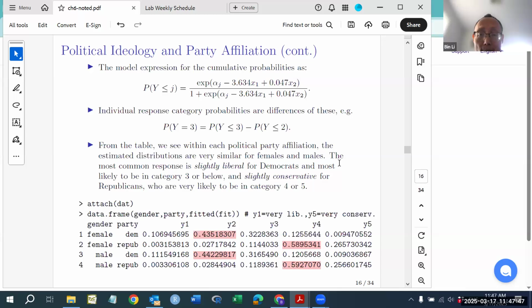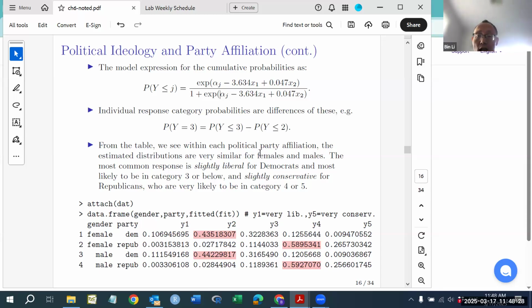Okay, yeah, this is the last slide that we will talk about today. This is the model expression for the cumulative probabilities. If we want to estimate the cumulative probabilities, the probability of y is less than or equal to j is equal to what? It is the exponential of that over 1 plus the exponential of that. And here, the betas are the same, but alpha is related to the j. So if j is 1, you should use alpha 1 here and here. If j is 2, you should use alpha 2 here, okay?